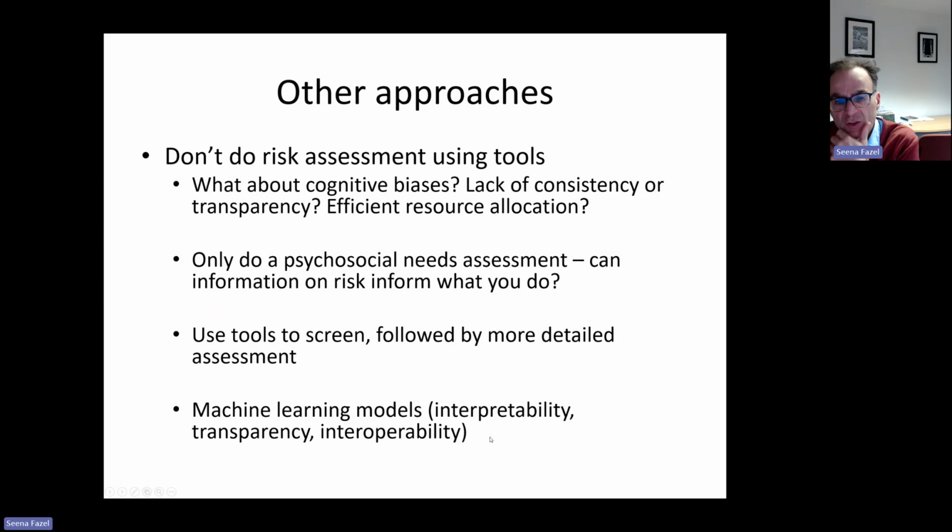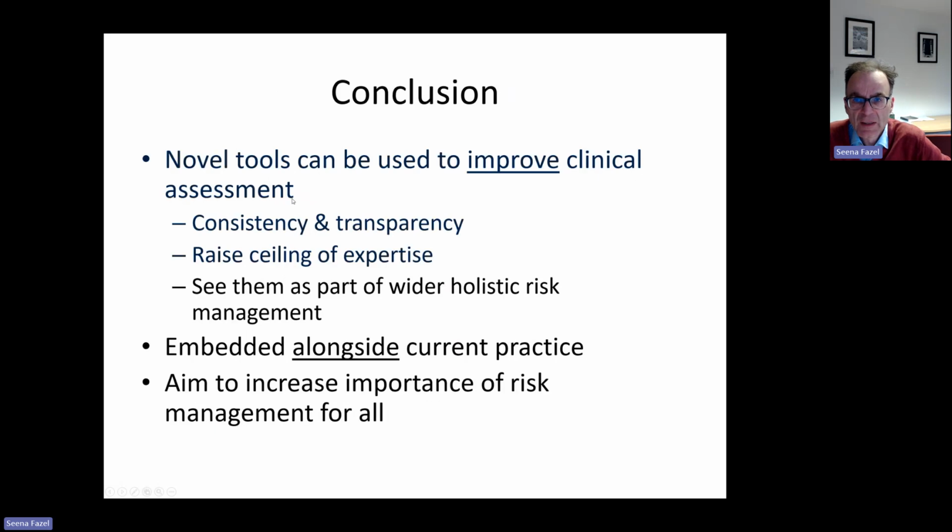And then other people have argued that you can use this tool to screen, like a triaging instrument. Machine learning is a big area now, but there are problems about how you interpret those models, because it's very difficult to interpret them, and about their transparency, and how they can be translated into NHS systems.